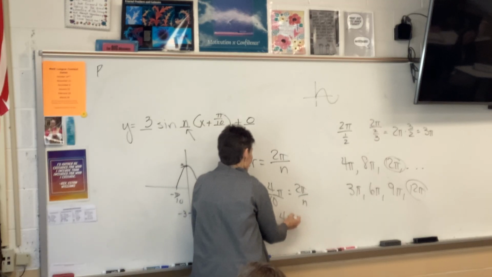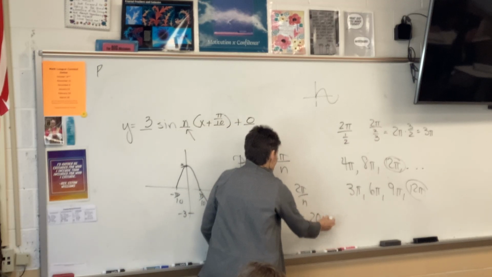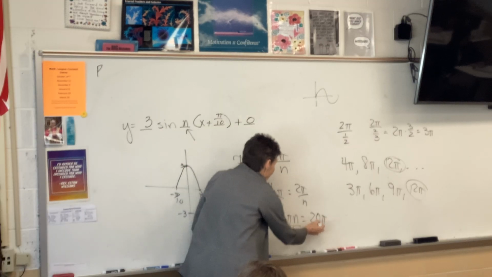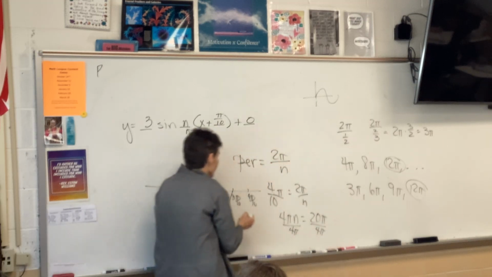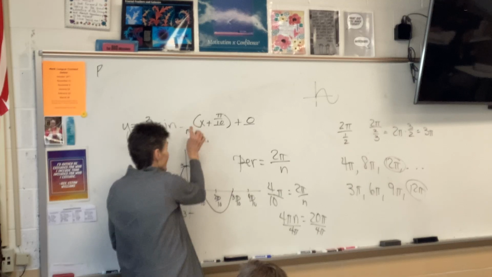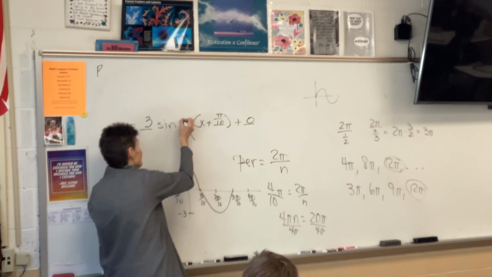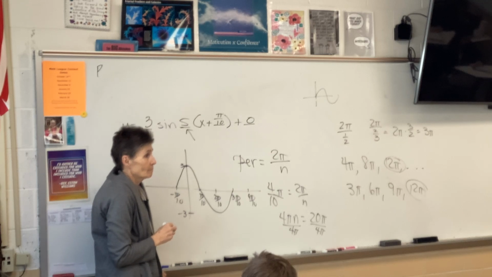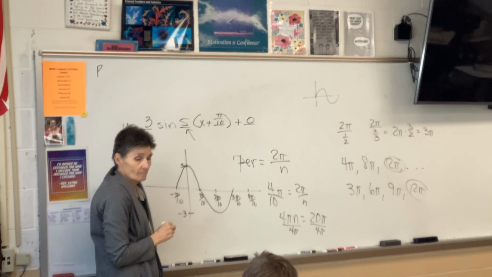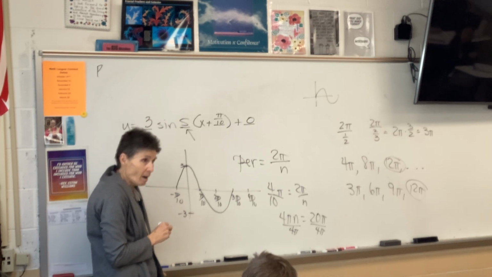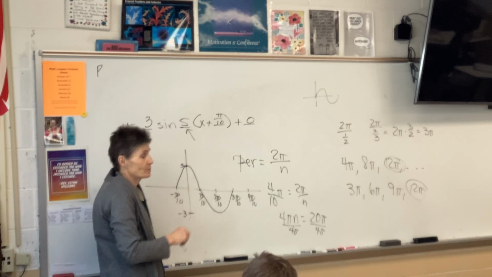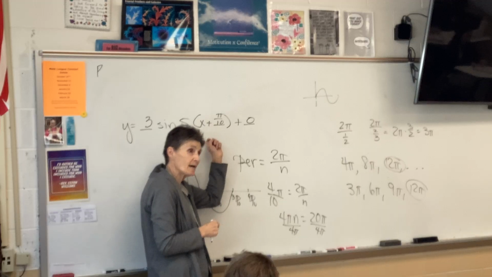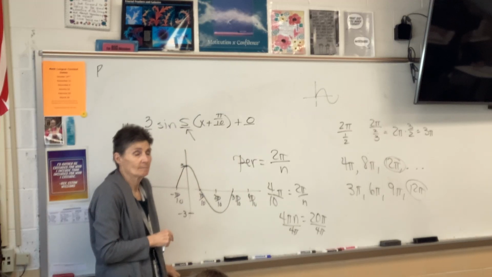So 4 pi n equals 20 pi. I'll divide by 4 pi. And it looks like that number is a 5. 2 pi divided by the coefficient on x gives you your period.